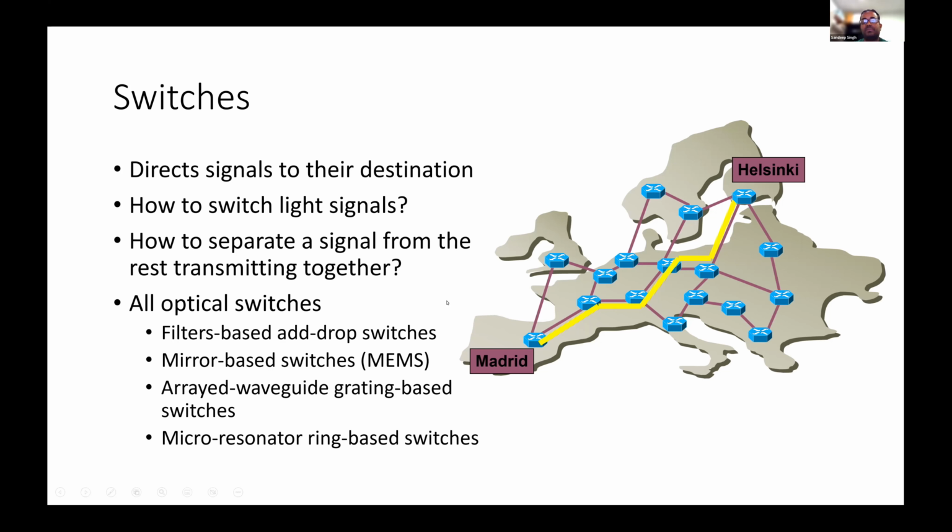We can use many of these optical switches, for example, filter-based add-drop switches and mirror-based switches. Mirror-based switches means the micro electromechanical switch. It does not have the add-drop functionality, but it simply directs the light by tilting the mirror from the input port to the output port. One important switch is the arrayed waveguide grating based switch that we will talk about in this course in detail. Another important switch is the micro resonator ring based switch. These things we will cover in the next lecture.